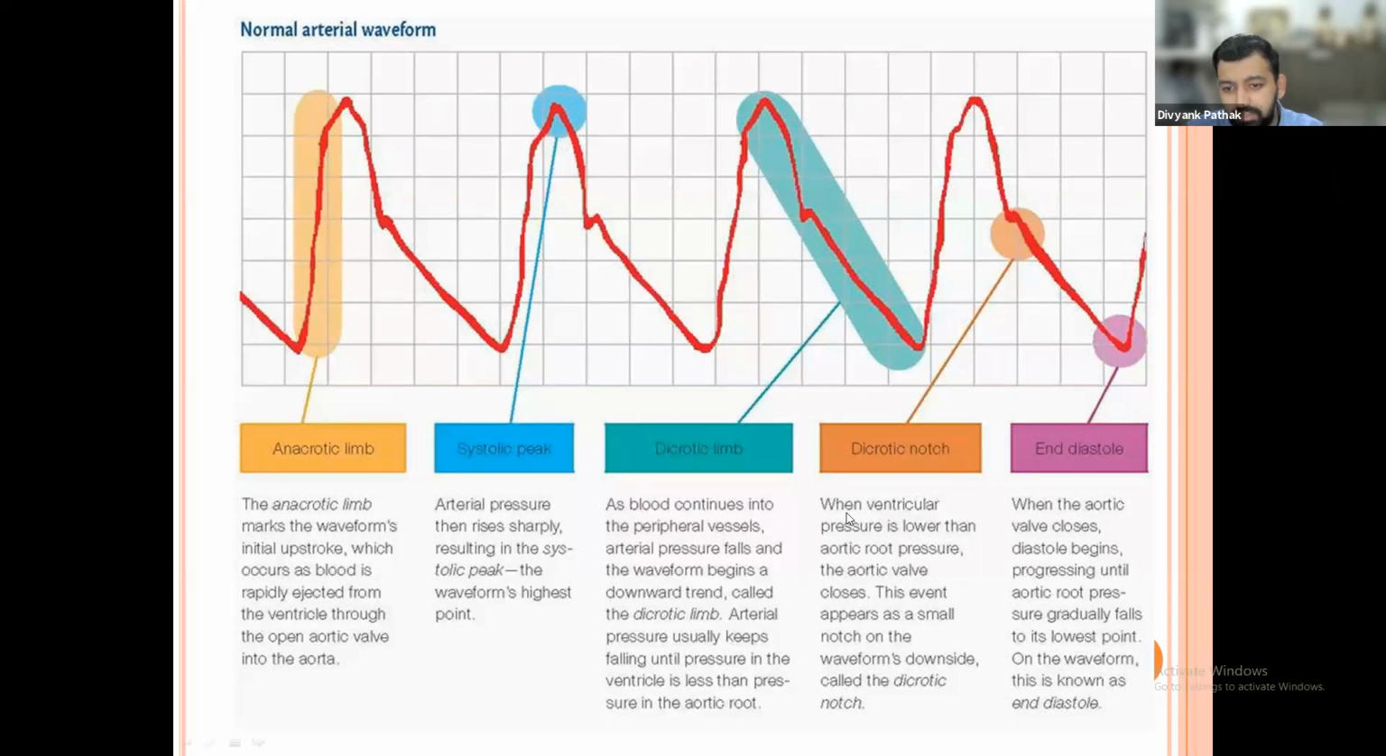And the dicrotic notch: when ventricular pressure is lower than the aortic root pressure, the aortic valve is closed. Now, when the aortic valve is closed, there is a dip in the pressure or a reverse flow in the arterial system. If you imagine sitting in the aorta at the aortic root, when the aortic valve closes, there will be a slight backflow of blood. That causes a slight pressure decrease, and that causes the dicrotic notch. Okay. Then there is end diastole, where total filling has been done.